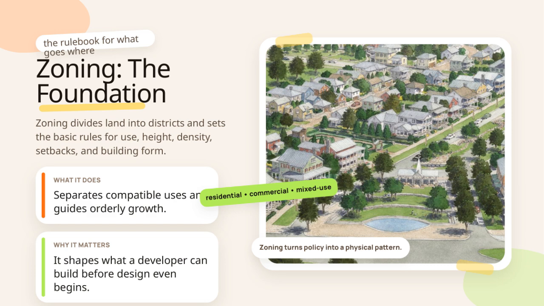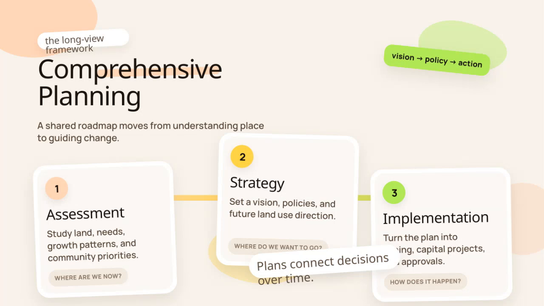Zoning is crucial because it sets the framework for what a developer is allowed to build even before any design work starts. It essentially translates policy decisions into a physical pattern on the ground, shaping the look and function of our communities. Whether for residential neighborhoods, commercial centers, or mixed-use spaces, zoning is the key tool that organizes how these elements fit together.